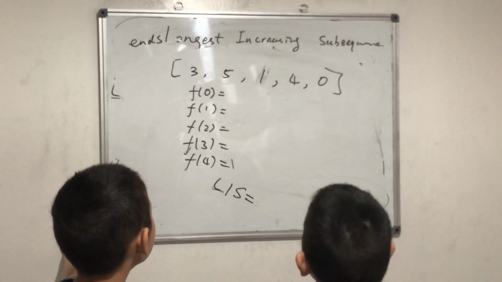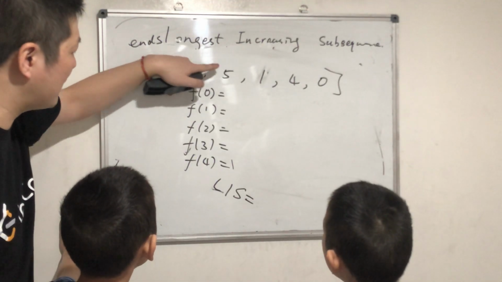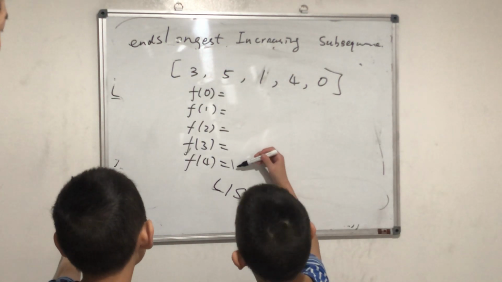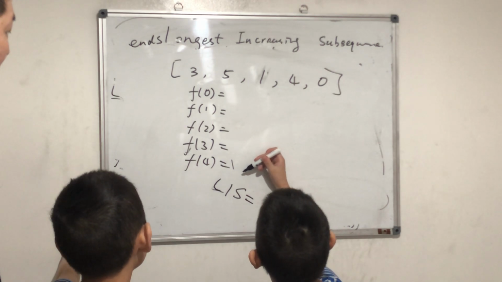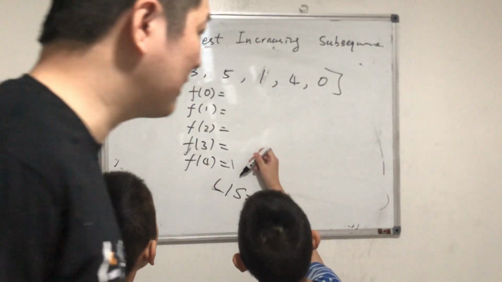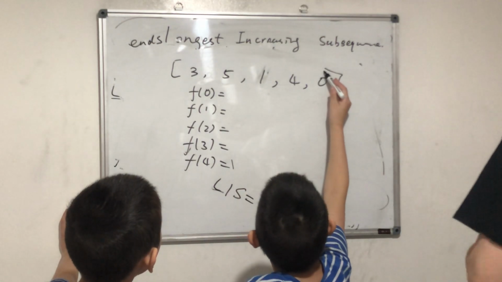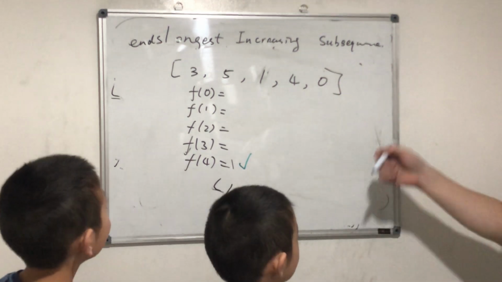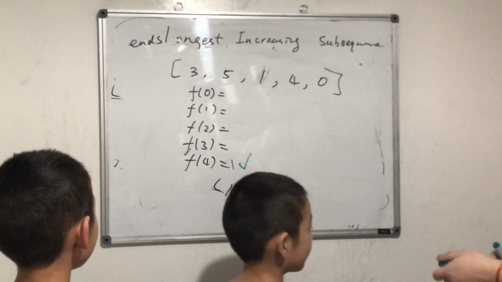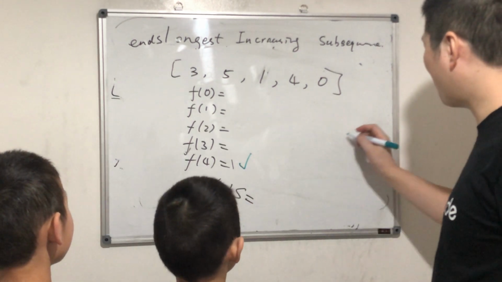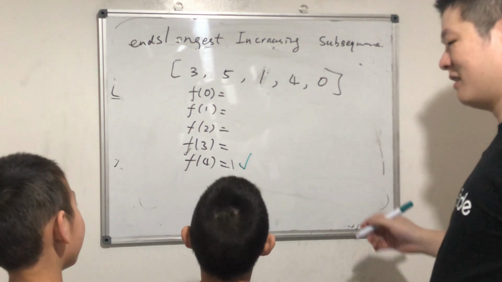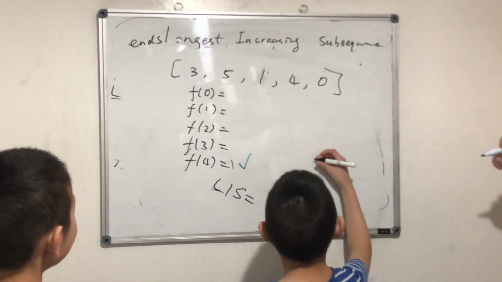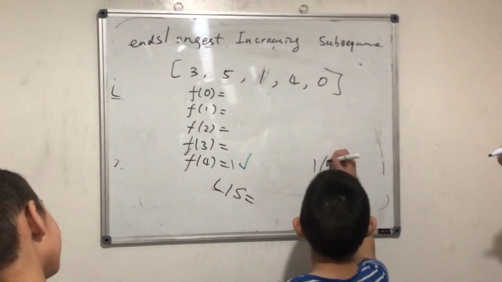The longest subsequence ends with this number, this number, and then this number. So the first one is definitely 1. This one is definitely 1. Okay, that's correct. And what's this? Come on, feel it. Use a red pen. Okay, so you got a 1 score. 1 out of 5. Come on, I give you a mark.